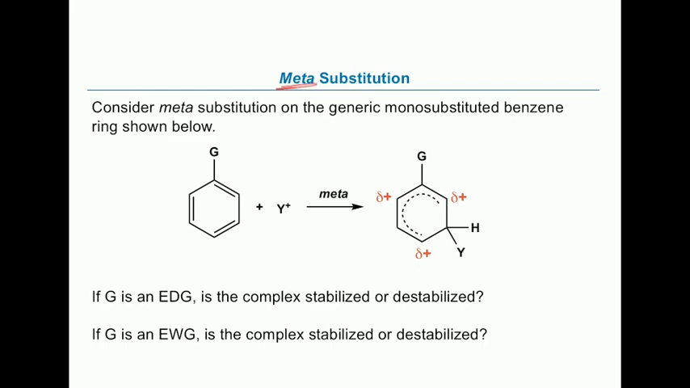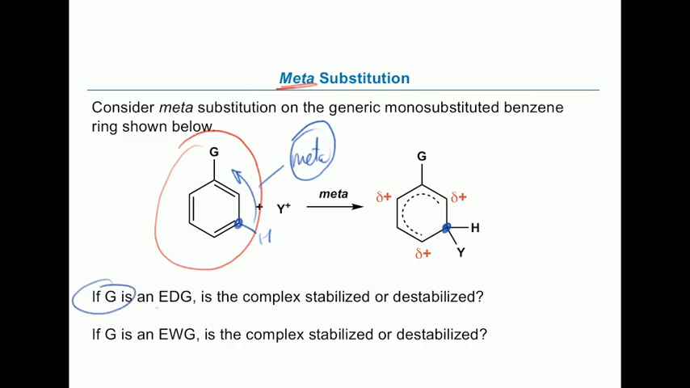This is meta. If I start with the same starting material, but now I'm targeting substitution right here, the attack is at the position which is meta to that group. Okay? All right. Once again, let's do these two ideas. If G was donating, so I'm adding electron density here, what's it going to do to this complex overall? Good or bad?